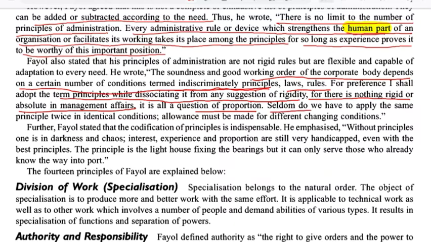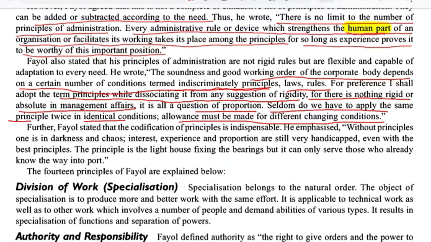Seldom do we have to apply the same principle twice in identical conditions. Allowance must be made for different changing conditions. Means if the conditions are changing, then there should be changes in the principles as well.